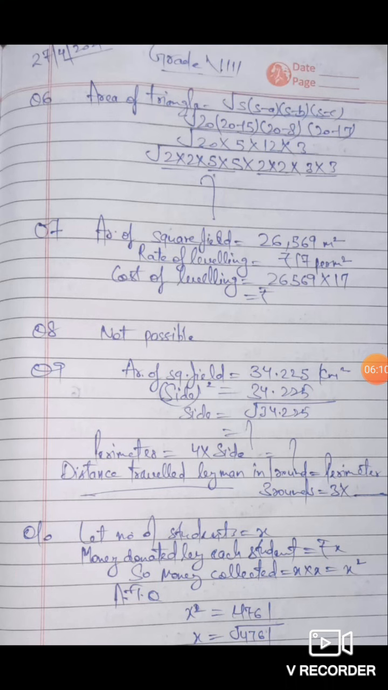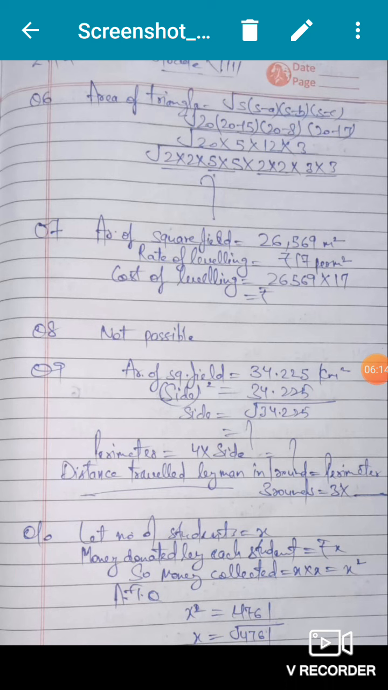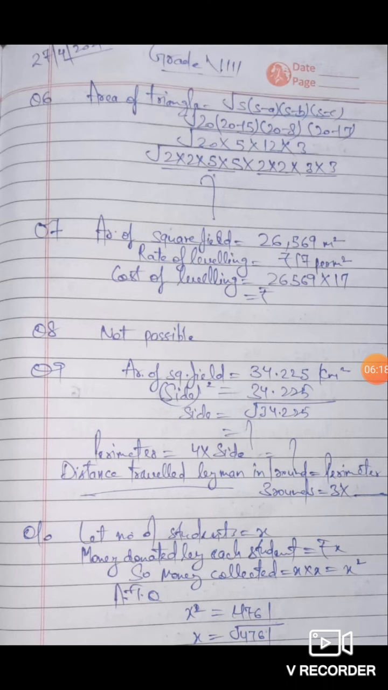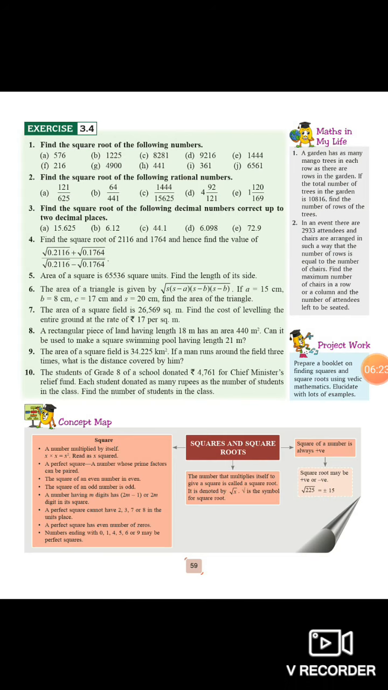Okay, and perimeter means the distance traveled by the man in one round. Now the number of rounds is 3, so multiply by 3, then we can tell the total distance covered by the man. Clear?